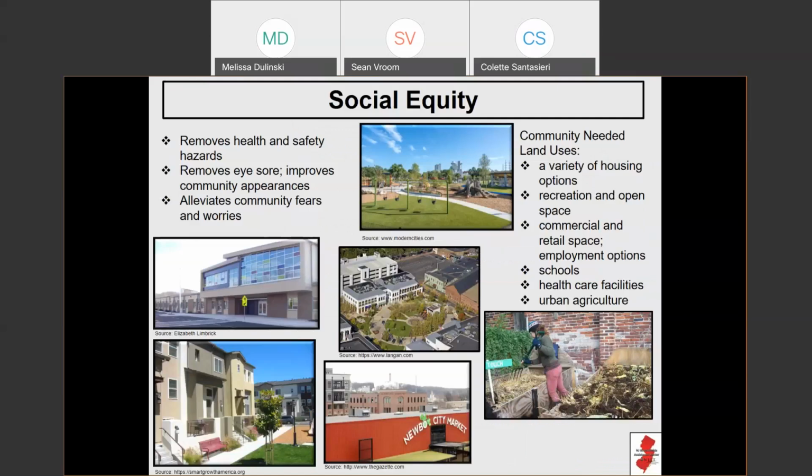And redeveloping brownfield sites helps to improve social equity in so many different ways, including by removing health and safety hazards, removing eyesores, and improving community appearances, alleviating community fears and worries, and transforming these properties into community needed uses such as affordable housing, recreation, schools, healthcare facilities, and much more.